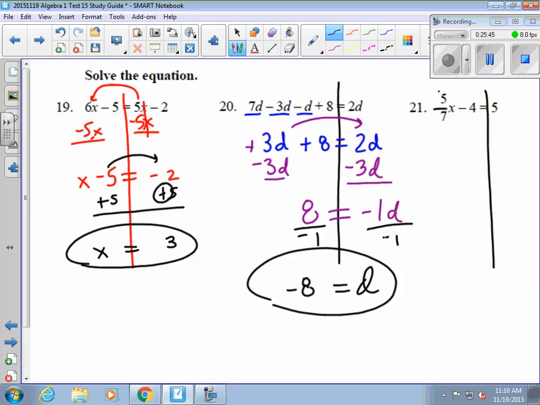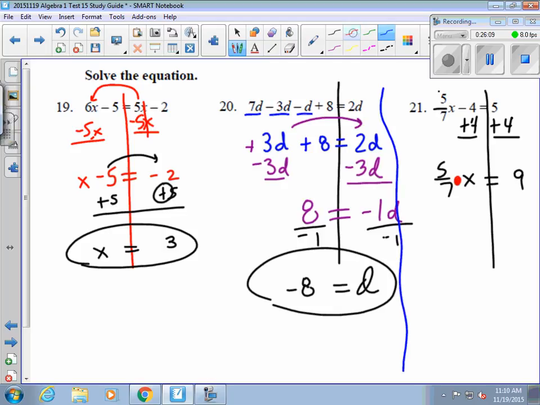5 over 7 times x minus 4 is equal to 5. Variable's only on one side this time. Undo minus 4 first by adding 4. Remember, you work order of operations backwards. 5 over 7 times x is equal to 5 plus 4 is 9. Okay, this says 5 over 7 times x. Remember, we undo multiplication by dividing. We would divide by 5 over 7. However, dividing by a fraction is the same as multiplying by its reciprocal. Remember, that's a fancy word, just means flip it over.